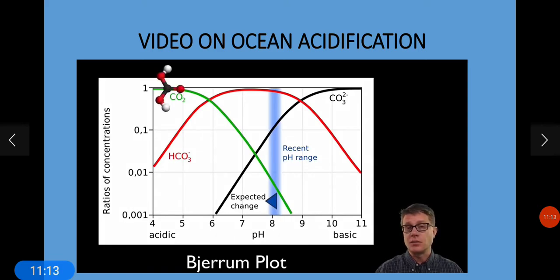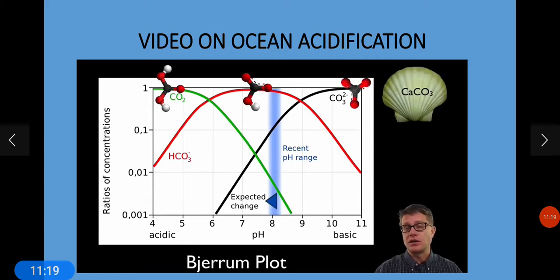The green represents the amount of carbonic acid, the red line represents the amount of bicarbonate, and then the black line represents the amount of carbonate. Remember, that's important for shells. And so if we look at it at acidic levels, carbonic acid is going to dominate. At neutral levels, bicarbonate is going to dominate. And then at basic levels, those that we would find in the ocean, carbonate is going to dominate.